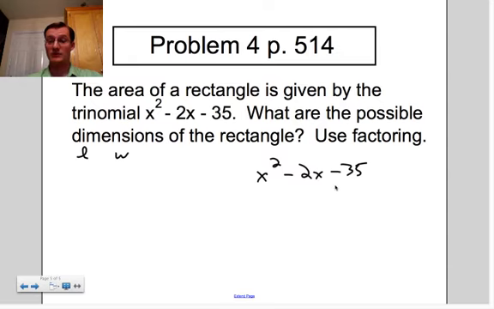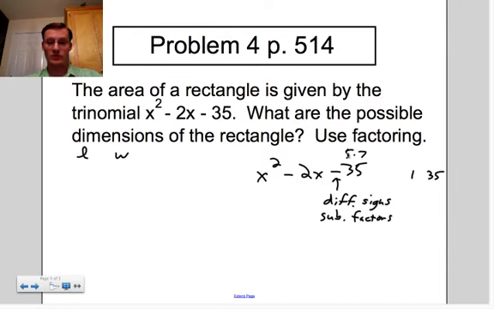We need to find the factors, we need to look at the sign. This means that they're different signs, and we're going to subtract the factors. Well, let's find the factors of 35. I know 35 is 5 times 7, so I'm going to start out with the obvious one, 1 and 35. 2, no. 3, no. 4, no. 5, yes. 5 times 7. 6, no. 7, I'm up the next column. So these are all the possible factors.